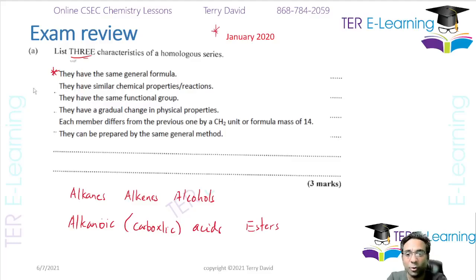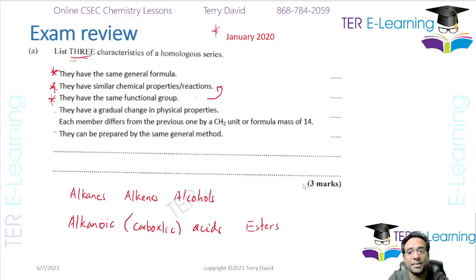So they have the same general formula. They have similar chemical properties. Sorry, I said that wrong. They have similar chemical properties. They also have the same functional group. It's because they have the same functional group that they have similar chemical properties. So functional group and chemical properties are related.